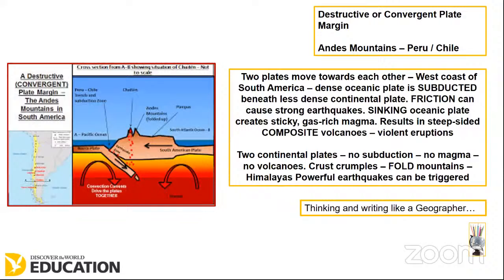Now you will notice that on a convergent plate margin, we get earthquakes and we get volcanoes. It's very important that you understand that this is the only plate boundary where we generally get both, of quite high magnitude. Now, when we have two continental plates meeting each other, there's no subduction, which means the plate is not going underneath. So therefore, there's no magma being disrupted, so there are no volcanoes. But the crust does crumple and we get fold mountains, for example, like the Himalayas, and we get powerful earthquakes which can be triggered. Okay, so this is a destructive or a convergent plate boundary.